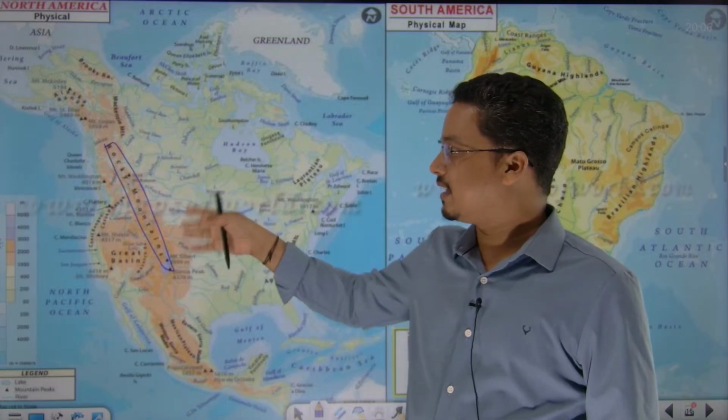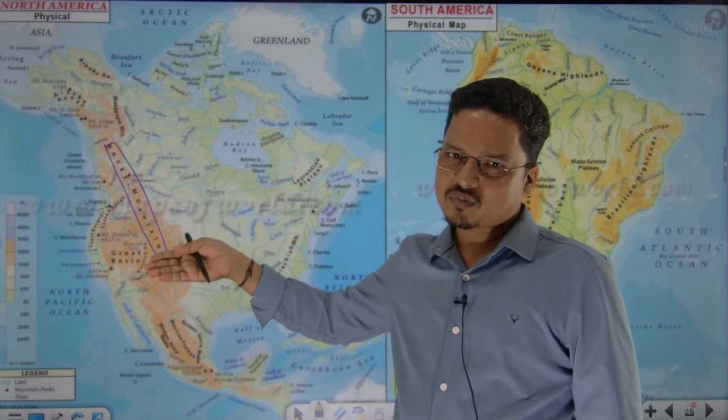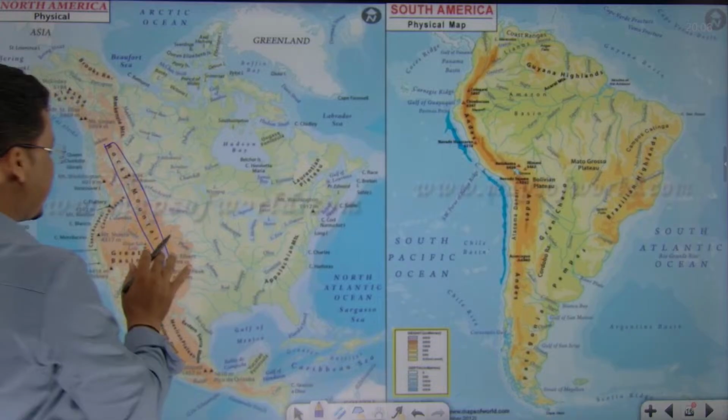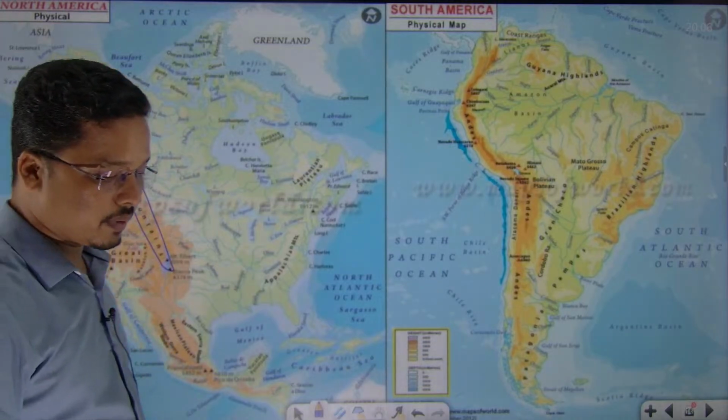That would be crater, that would be caldera. This is Cordillera, Western Cordillera or Cordillera. This is also called the Cordillera. So this is very important, the Rockies mountain. Now here you have to remember one thing, how to remember this.